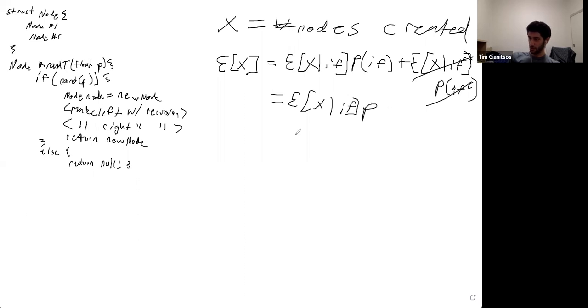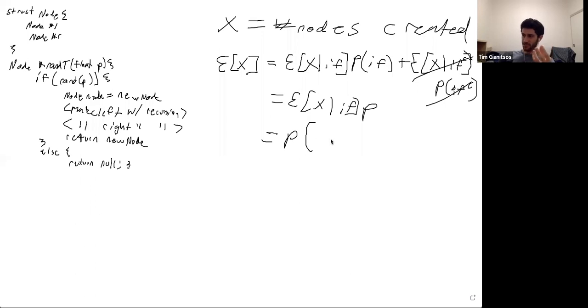The trouble, I'm going to move this p over. The trouble is, what is that expected value of x given if? This is a really pons asinorum part of the proof, or the demonstration, right? How do we get this to evaluate into something that we know how to deal with? So you have to approach this sort of intuitively and say, well, if I know that I'm in the if, and I'm trying to count how many nodes will I have now, right?